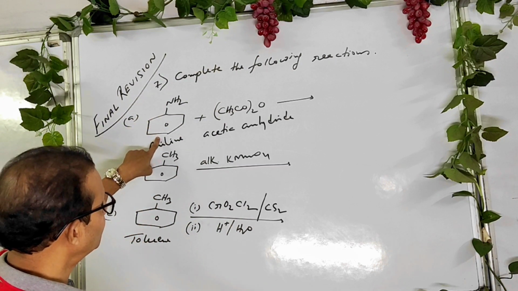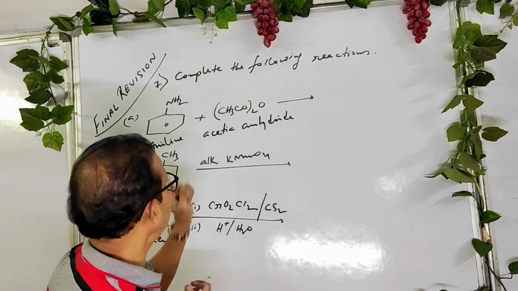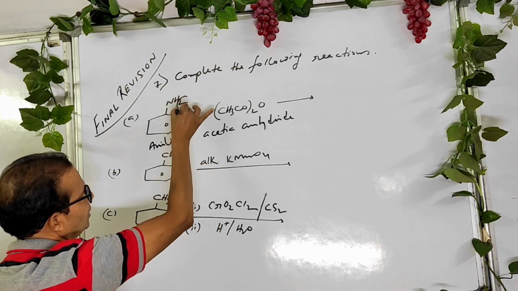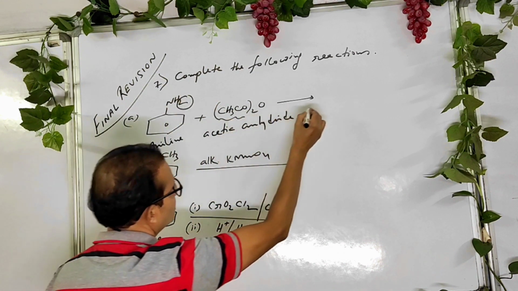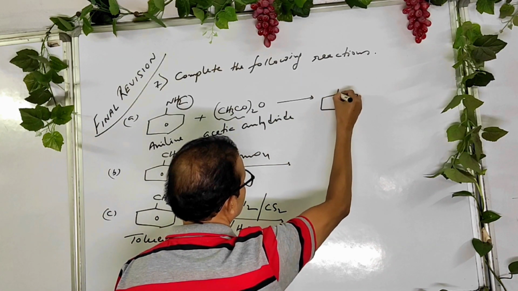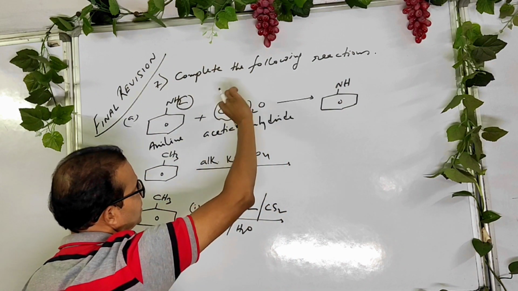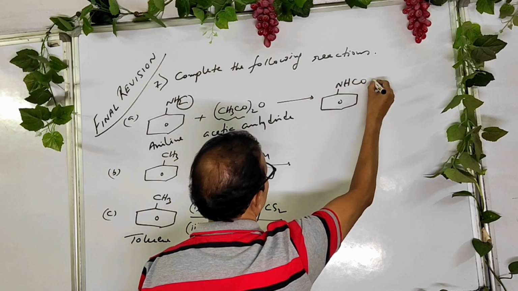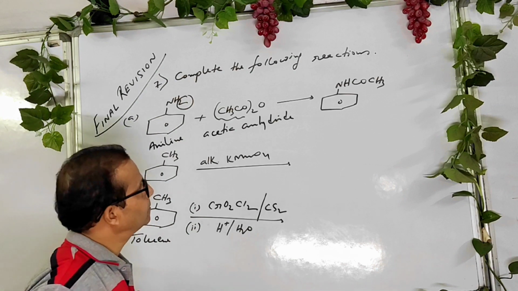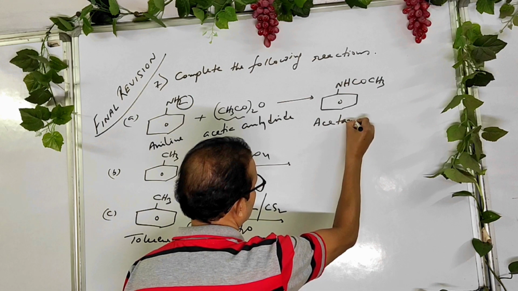When aniline reacts with acetic anhydride, then you get, listen to the technique, remove one hydrogen by this. So you get the product NH, and write this in reverse pattern. This is called acetanilide.